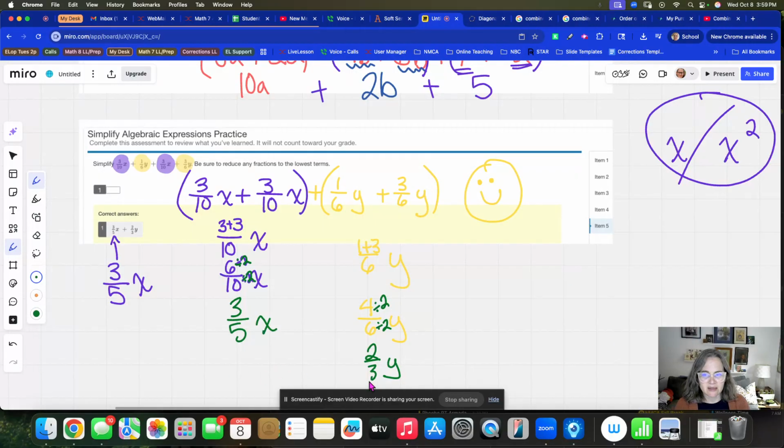So all together, we have 3/5 x plus 2/3 y. And that's it. That's how you do it.